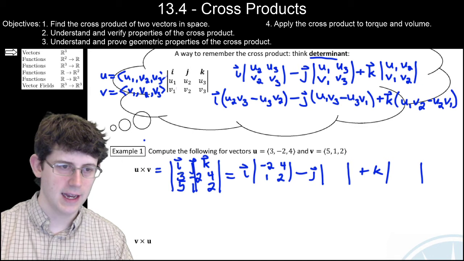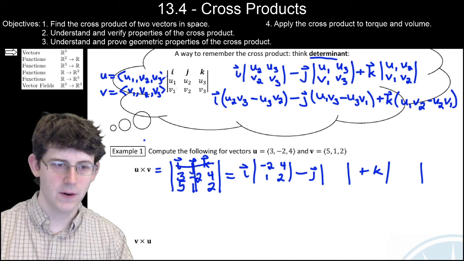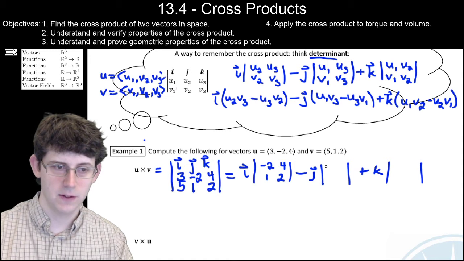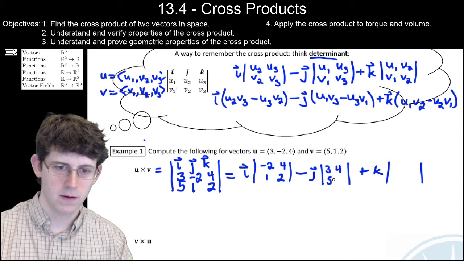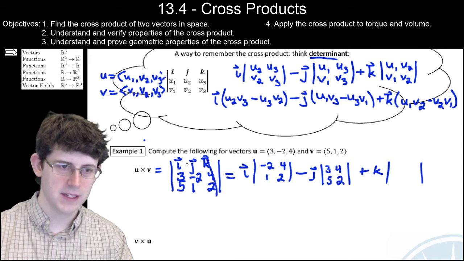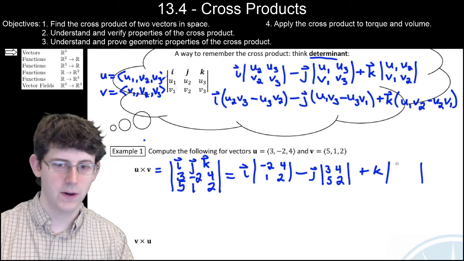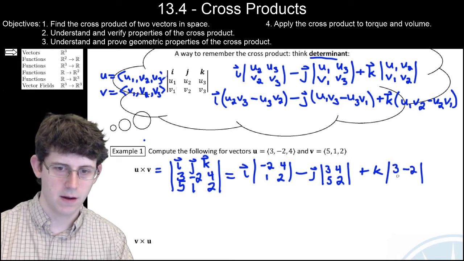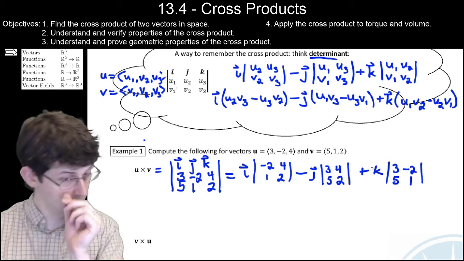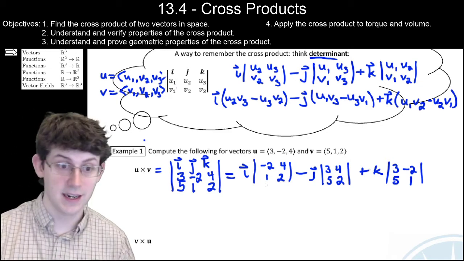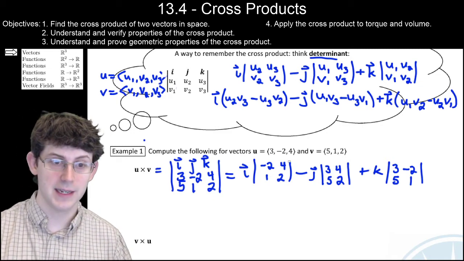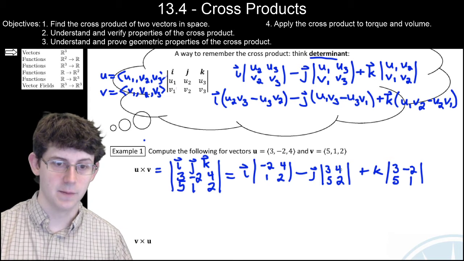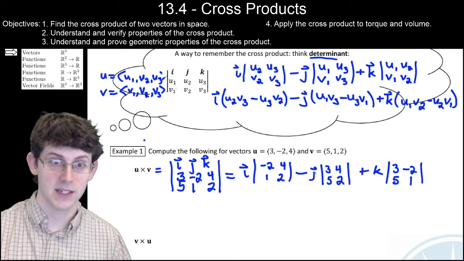For j, I cross off j's column and row, and I have a 2 by 2 matrix left over. It's 3, 4, 5, 2. For k, do the same deal. Cross off k's column and row, and I get this. Each of these determinants is a number, and the end result will be a number times i, a number times j, and a number times k. So I'll get a vector at the end.